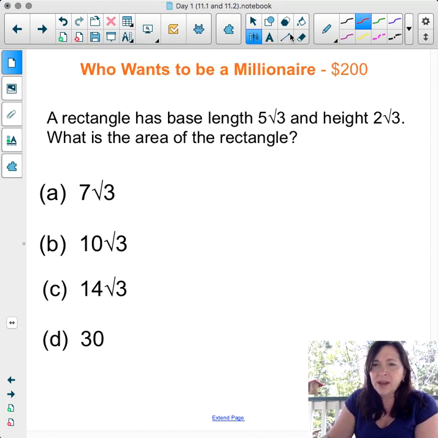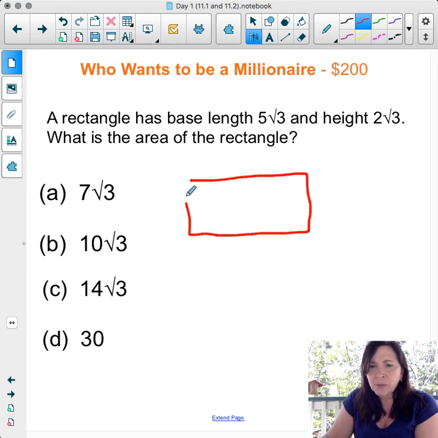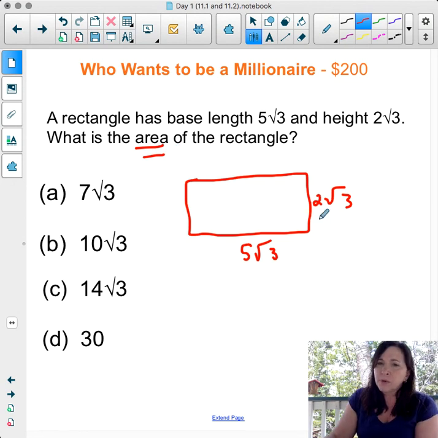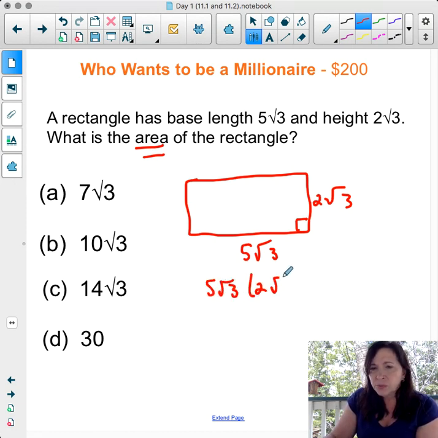Next is a rectangle that has a base length. So we're going to draw in a rectangle. For our rectangle, we have a base of 5 root 3, and we have a height of 2 root 3, and we're trying to find the area. Well, area for a rectangle is base times height, and we already know that the base and the height are perpendicular. So this is going to be 5 root 3 times 2 root 3.